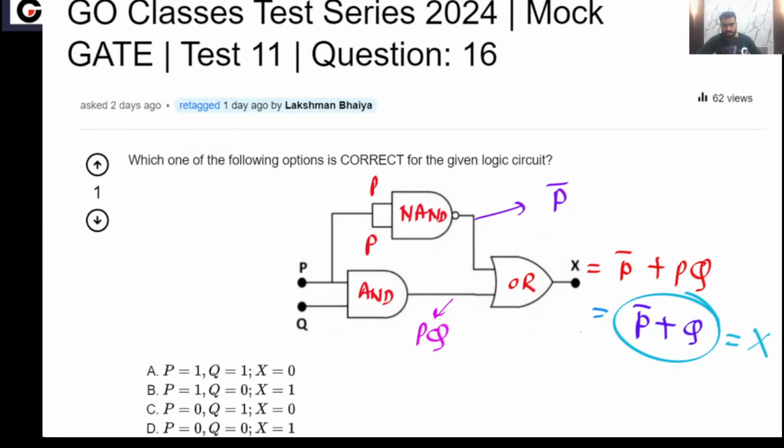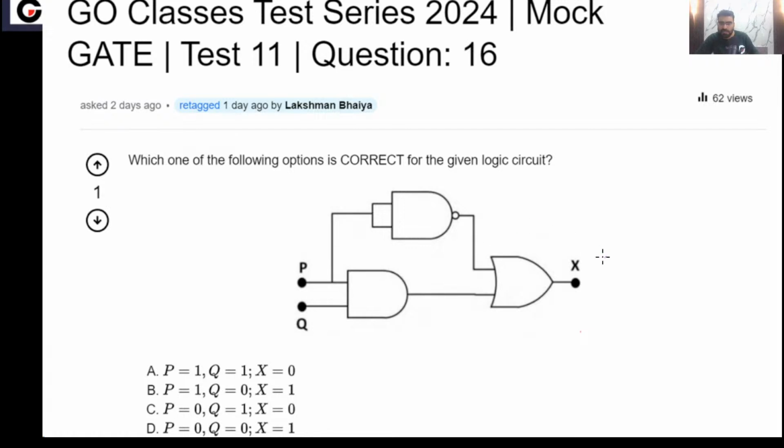Now let's see the options. Which option is correct? X is equal to P bar or Q. Remember, X must be equal to P bar or Q. So now you tell me which option is correct. X must be P bar or Q. So you can see P bar or Q. No, this is wrong, because here P bar or Q, that should be 1. Means here X should be 1.